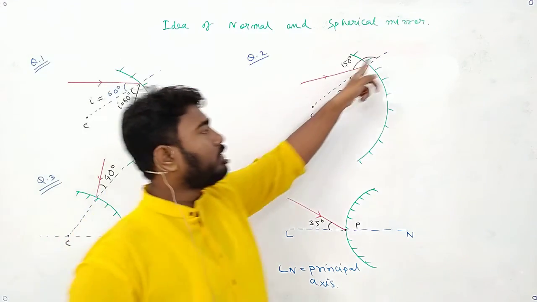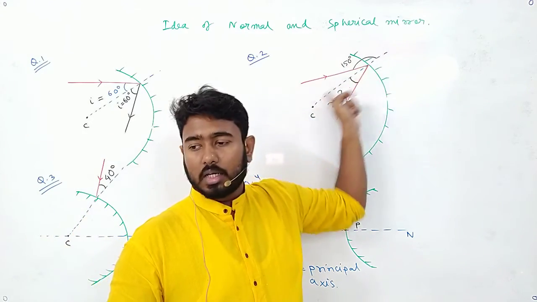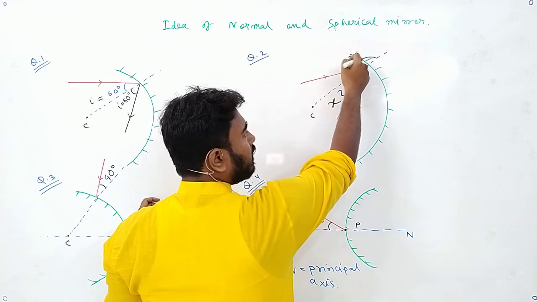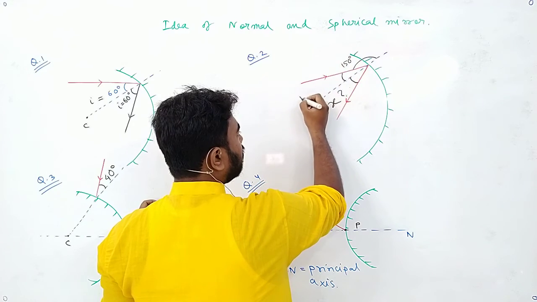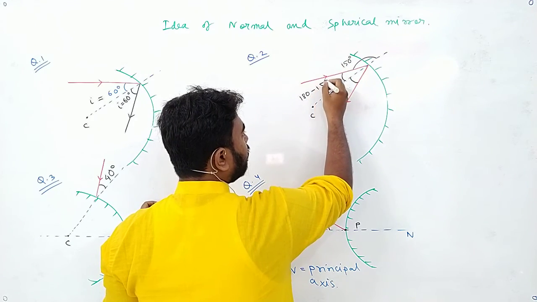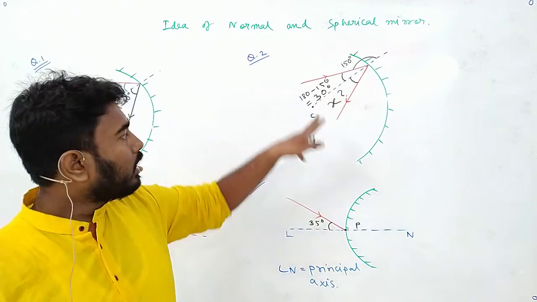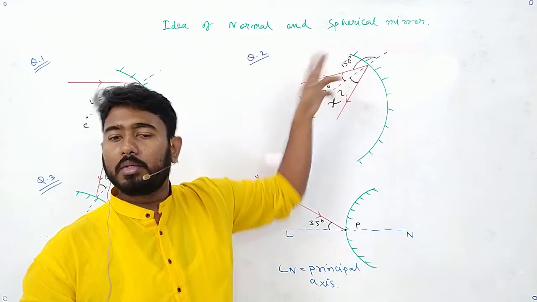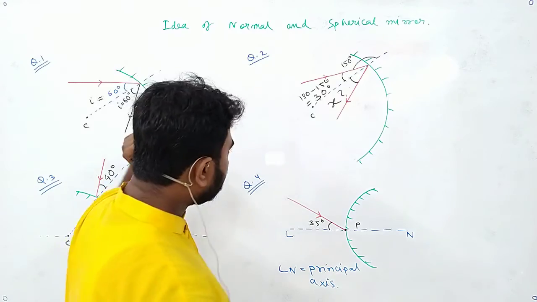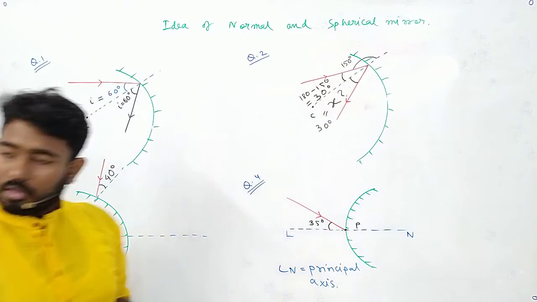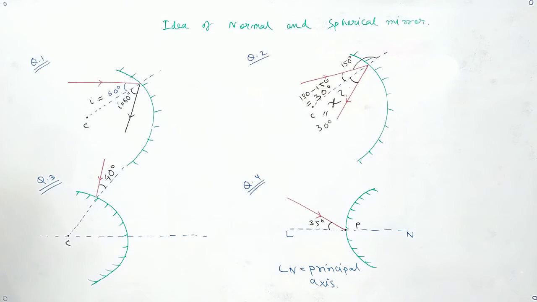Now this is 150 degree. Now this is a straight line. So how much will this angle be? 180 minus 150, or it will be 30 degree. Again the line drawn from C will be normal as we have drawn it. So this X will also be 30 degree. Clear? Okay. Let us come into this case.